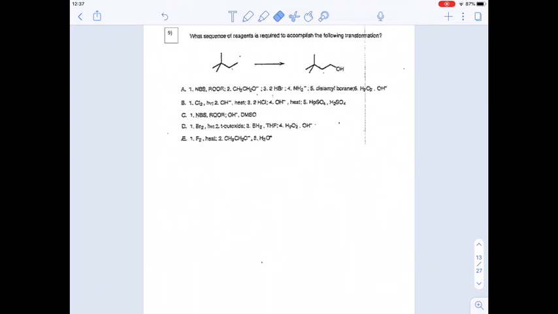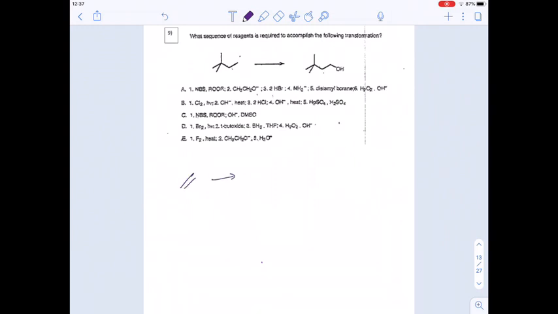Okay, so number 9 asks us, what sequence of reagents is required to accomplish the following transformation? So basically this is kind of a synthesis question, except because it's multiple choice, they're giving you a little bit more of a hint or like some help.